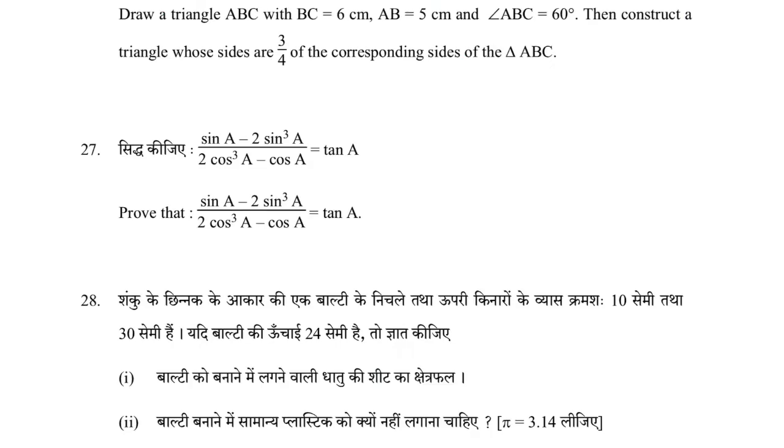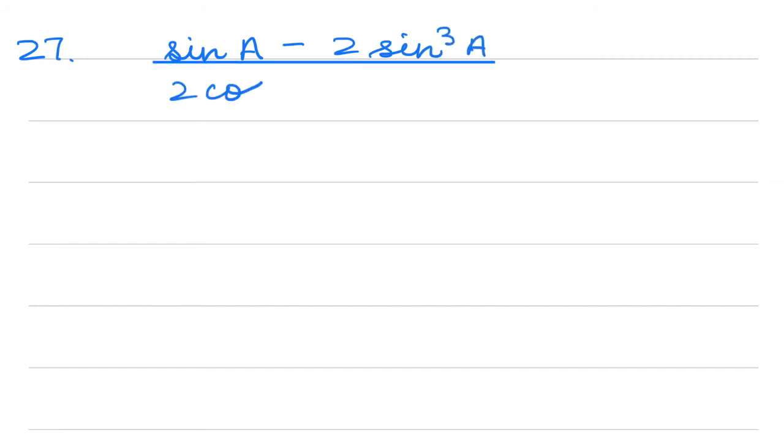In 27th question, we need to prove that sin A minus 2 sin cube A divided by 2 cos cube A minus cos A is equal to tan A. Here we have sin A minus 2 sin cube A divided by 2 cos cube A minus cos A. And we have to prove this is equal to tan A.